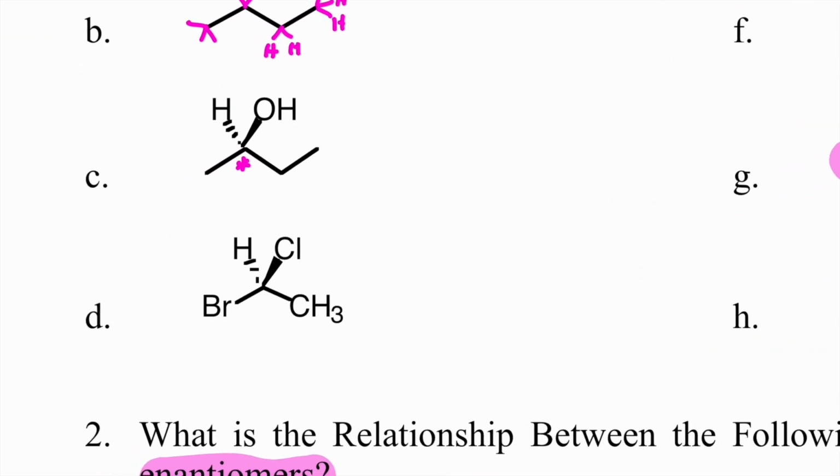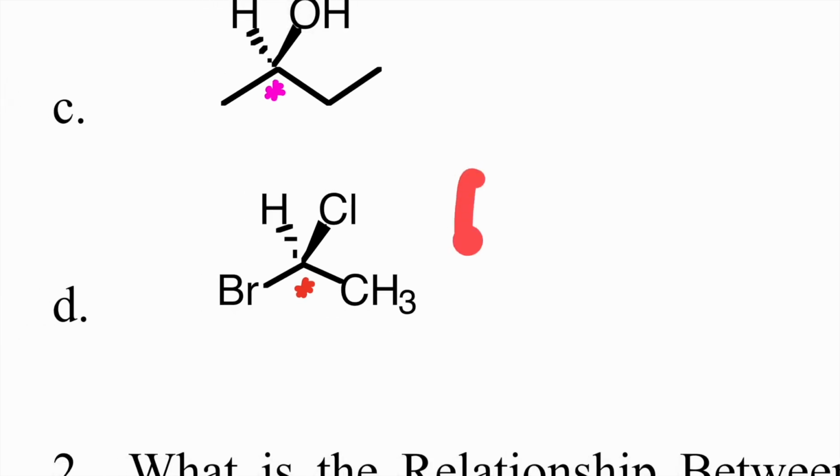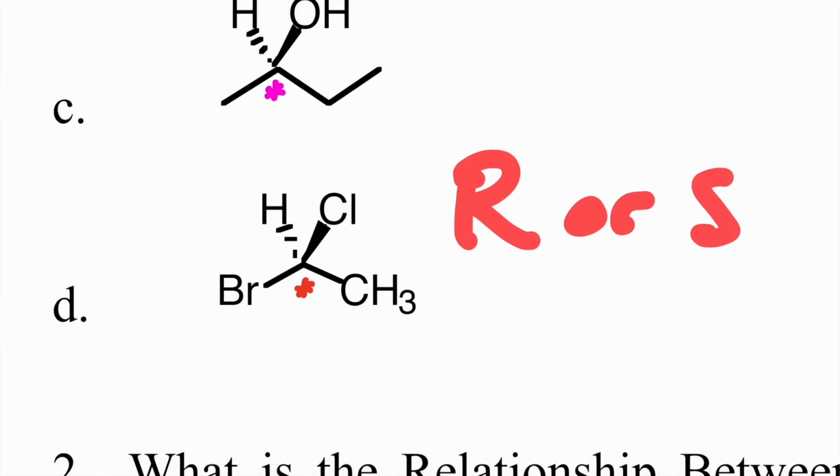I'm not sure if I actually did this one or not, but I have 4 different components: Br, H, Cl, and CH3. So that is a prime definition of something that is chiral. Okay? So if it's chiral, I can assign an R or an S.